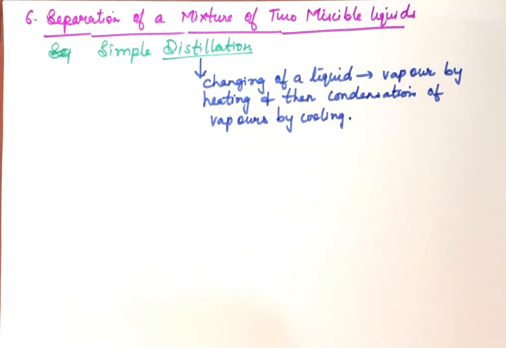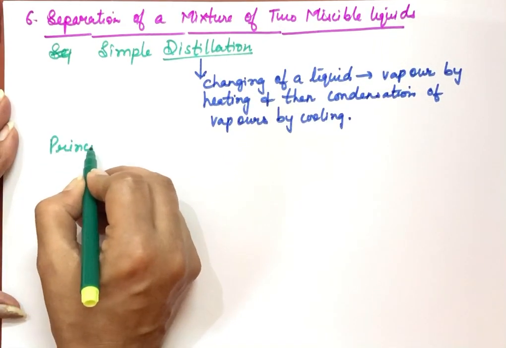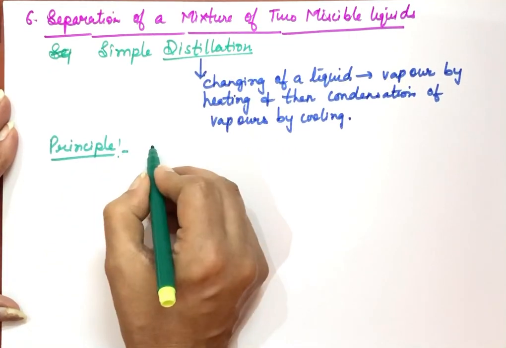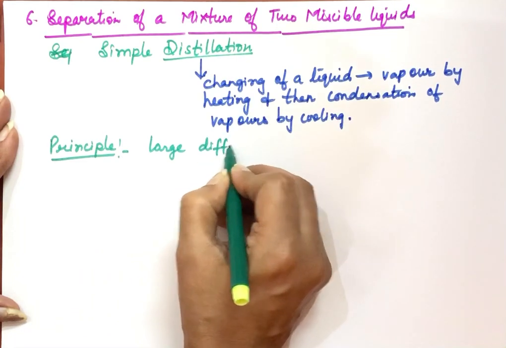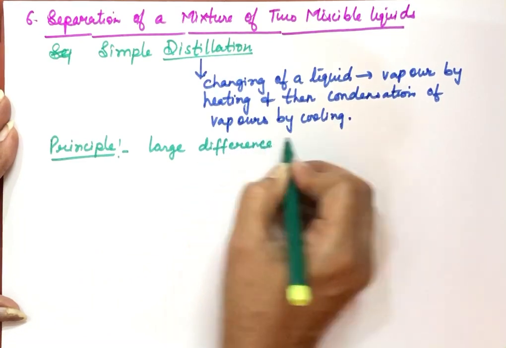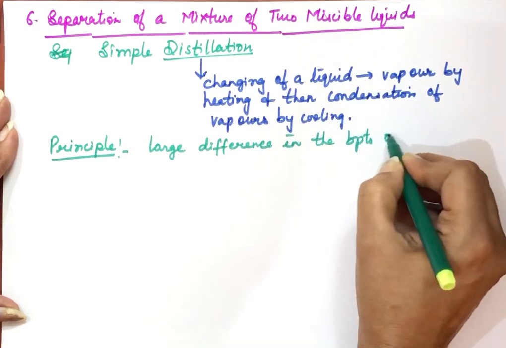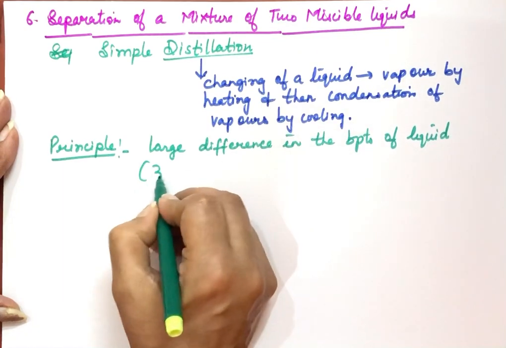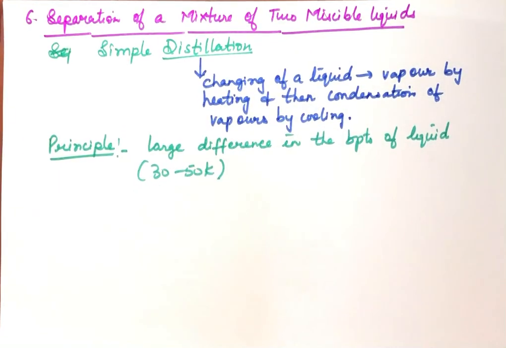Now the principle in this method is that the components that we want to separate, the liquids which are miscible, have a large difference in their boiling points. Large difference in the boiling points of the liquids. Approximately 30 to 50 Kelvin temperature difference should be there.